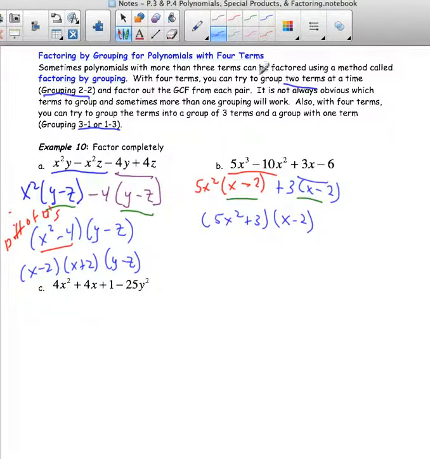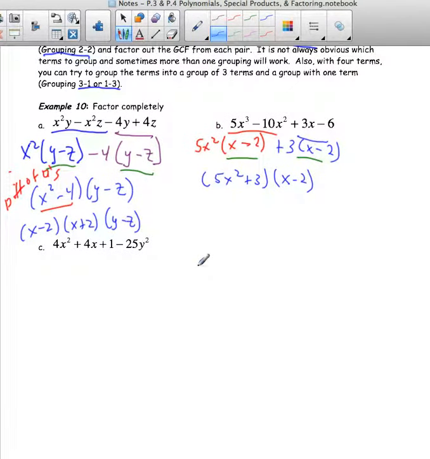Example C, 10C. We're going to try to factor 4x squared plus 4x plus 1 minus 25y squared. In this case, if we tried to factor the first two terms and the last two terms, we would not have a common factor between them. We can see that if we factor out a 4x here, we'd be left with x plus 1, and there's no way we're going to have an x in these terms, 1 minus 25y squared. So this one's a little bit tricky.